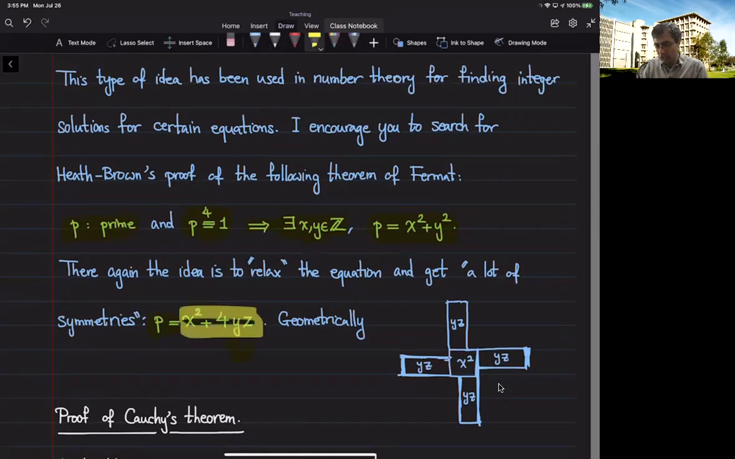So this equation geometrically can be viewed like this: I have P 1 by 1 blocks, and I can make this kind of fan shape out of them. I can put a square in the middle and then attach these handles to this square, where the square in the middle has x squared blocks, and each one of the handles has yz blocks. And the beautiful symmetries between these solutions come from playing with the shape of these fans.